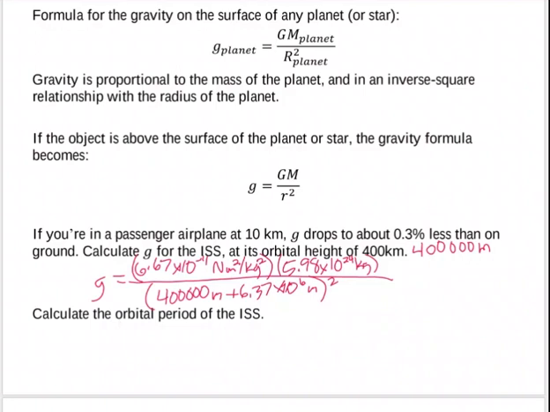How come you're adding the 400,000? Because this is from the center of the Earth. The center of the Earth to the surface of the Earth is 6.37 times 10 to the 6th, but now we're going out beyond that. So we have to add that 400,000 meters to get up to the International Space Station. And then all of that is being squared.